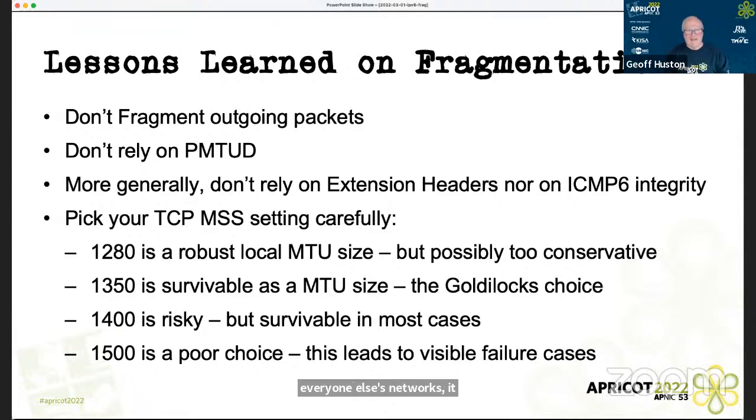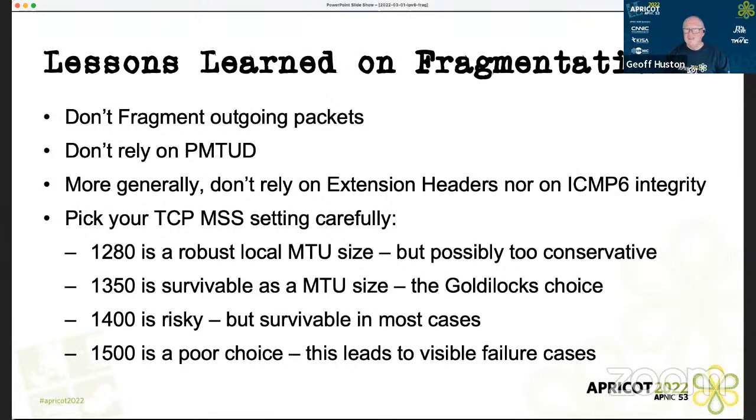If you pick 1280, you're below most of the noted problems. You will steer through this and not really encounter any more than the normal V6 stuff. It's okay. You can raise it as high as 1350, and it's a bit more efficient. You're packing in more data against the header. So it's a Goldilocks choice. It's a little bit better than tiny and still survivable.